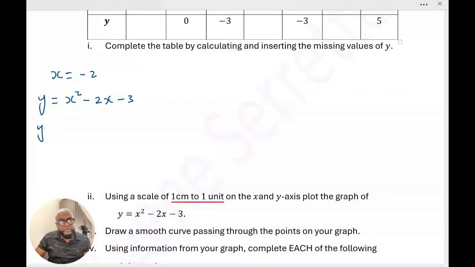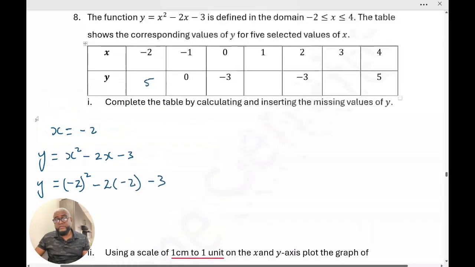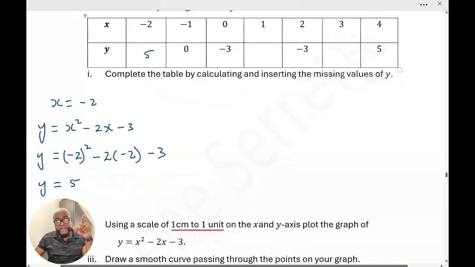So let's substitute and find the value of y. So y would be equal to (-2) squared minus 2 times -2 minus 3. Cool? Let's work. Punch that in on a calculator. Give me the value of y. Y is equal to what? 5. Just 5, right? Somebody second that 5. It's 5. Right. So I'm putting 5 up here.